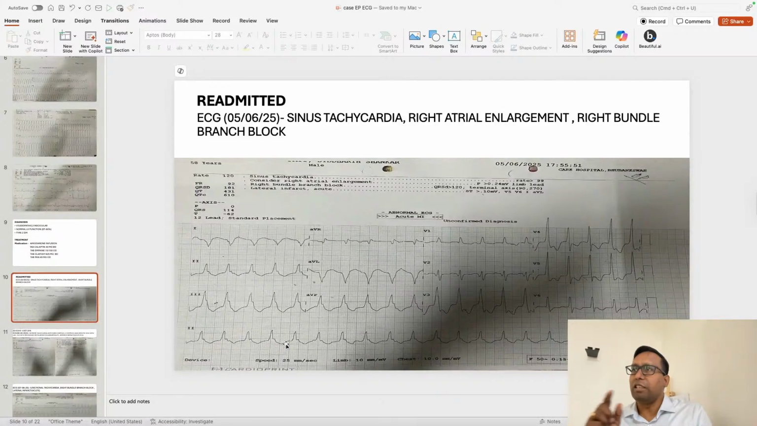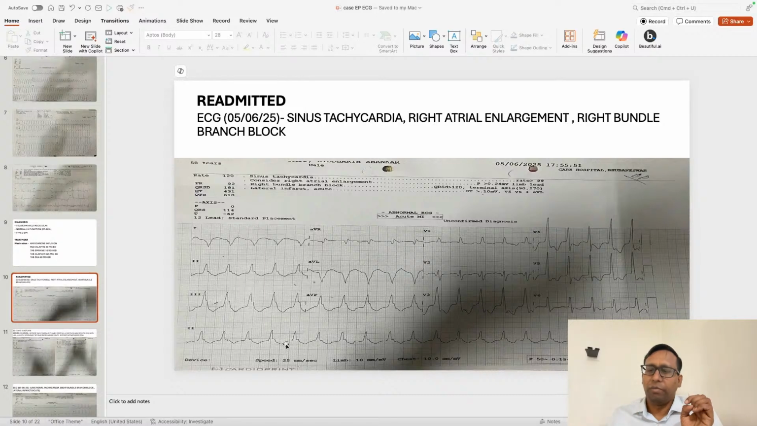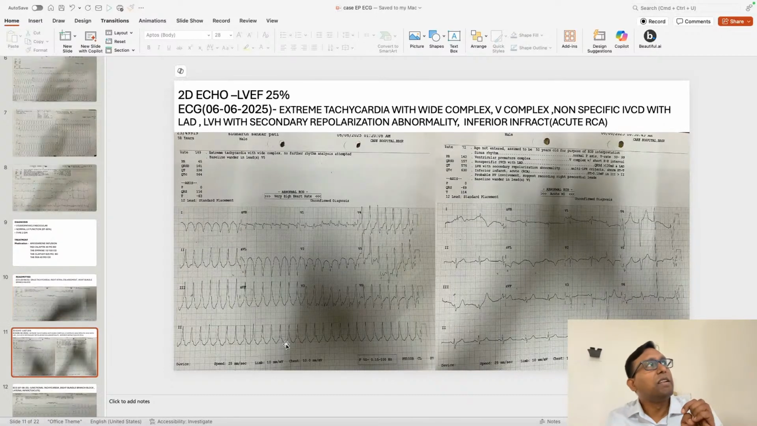So this behavior is also very important. If a wide QRS tachycardia is going on slowly, it is an automatic type. There are three variants, na? One is automatic, second is triggered, and third is re-entry. These are three mechanisms of tachyarrhythmias. So this is automatic, meaning it is going on all the time. There is no circuit for that.